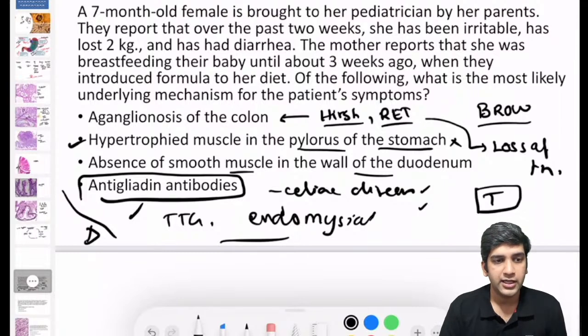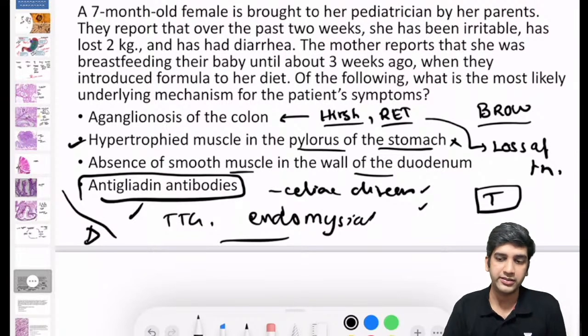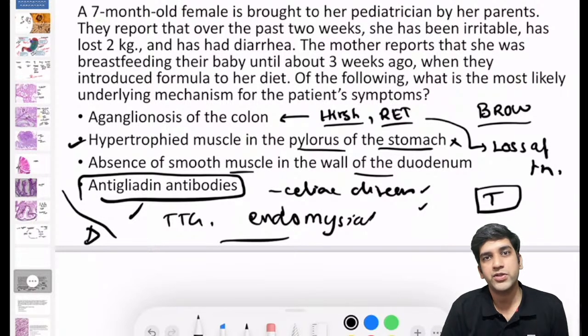Why this is important is, let's take diabetes mellitus, type 1 diabetes mellitus, or insulin dependent diabetes mellitus. Is it type 4 hypersensitivity or type 2 hypersensitivity?